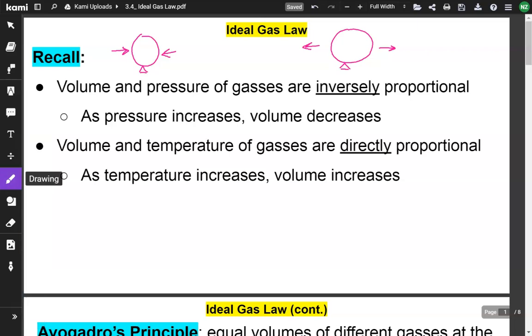Volume and temperature are directly proportional. So that means as the temperature decreases, the volume will decrease. I take a balloon outside on a cold day, that balloon is going to shrink. If I take that balloon outside on a hot day, or if I take it back inside after it's been cold, the volume of that balloon is going to increase. So two things we need to recall before we move on.